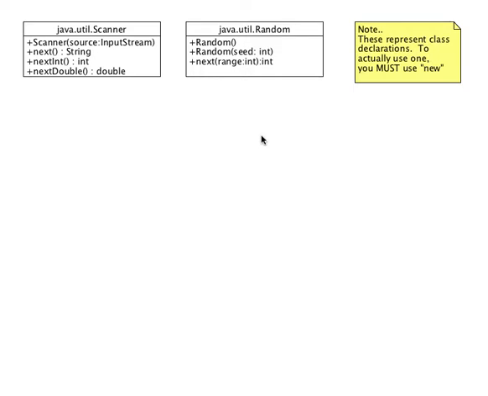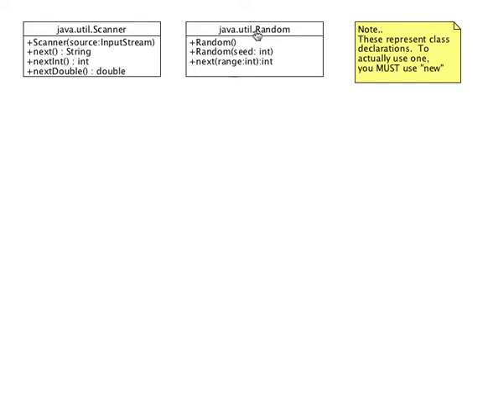Here we see two very simplified UML diagrams for the Scanner class and the Random class that we have used a lot this semester already. I've put a note next to them to remind us of something we already know: just writing a class like the Scanner class that lives in java.util, or the Random class that also lives in java.util, doesn't mean that we have a Scanner and a Random automatically in our program. We got them because we said new Scanner or new Random.